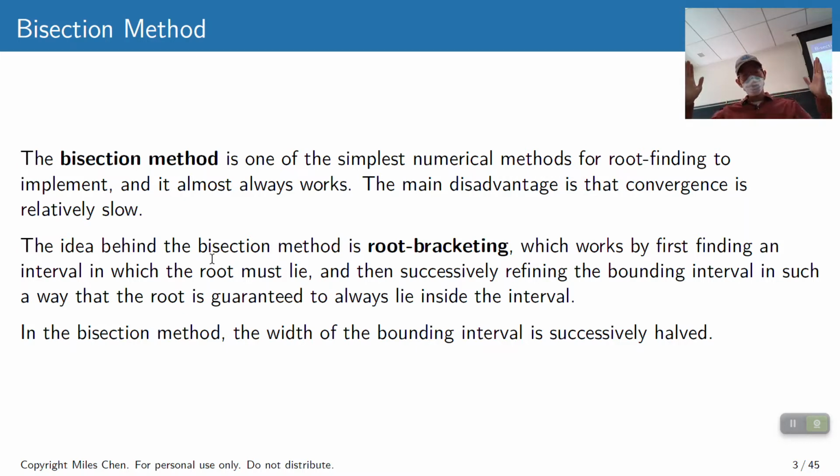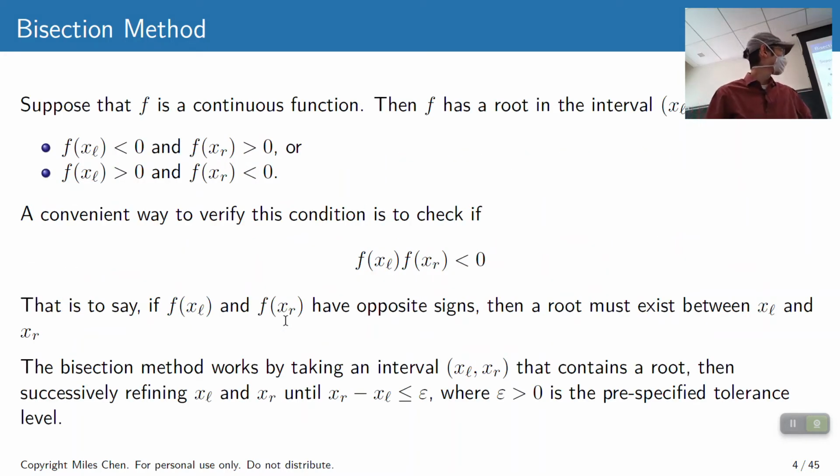And the idea here is we are going to bracket off a root. If we know that a root has to lie within some interval, we can keep making that interval smaller and smaller until we have a sufficiently small zone where we know the root has to be. So let's say there is some bracket, some interval, XL, XR. So X on the left-hand side, X on the right-hand side.